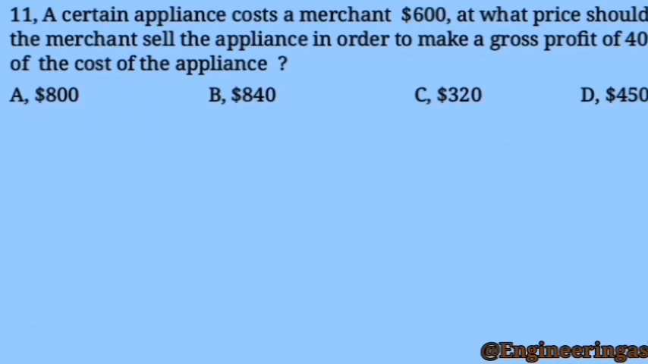An appliance costs a merchant $600. At what price should the merchant sell the appliance in order to make a gross profit of 40% of the cost of the appliance? So there is an equipment that costs $600, and what should be the selling price of that equipment in order to make a gross profit of 40% of the cost of the appliance, which is $600.